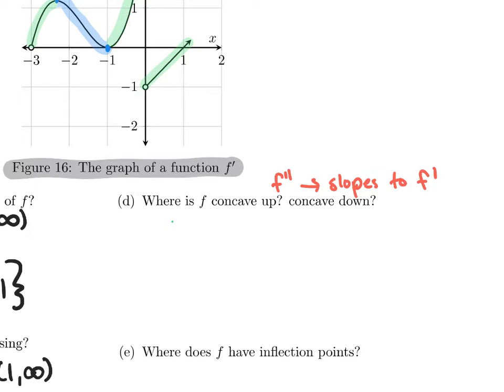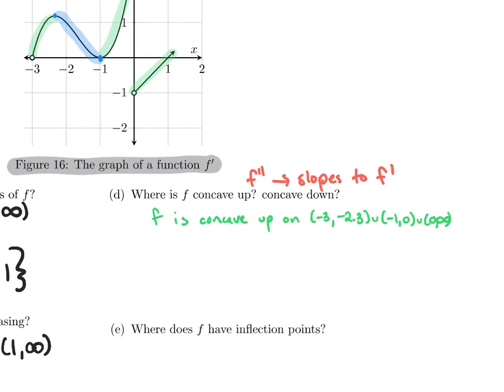Looks like my function is concave up anywhere the slopes to the derivative are positive. So we're going to say -3 to about -2.3, -1 to 0, and then 0 until infinity. Now the function is concave down anywhere the slopes to the derivative are negative. So f is concave down only on the interval about -2.3 until -1.